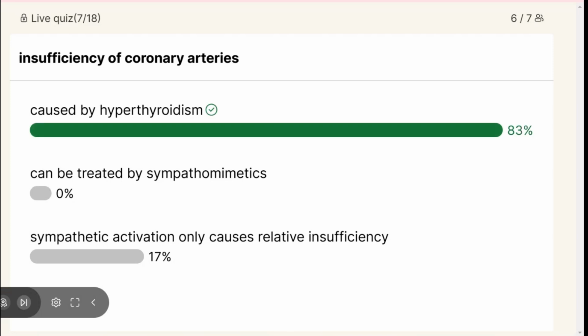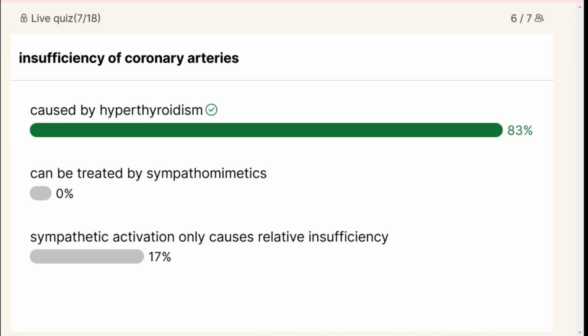Okay, so for hyperthyroidism, it's pretty straightforward that it causes positive inotropic effects on the heart, and that can increase the metabolic demand of the heart, and that's why you can have insufficiency of coronary arteries, and it's usually considered to be a relative insufficiency. Can be treated by sympathomimetics.